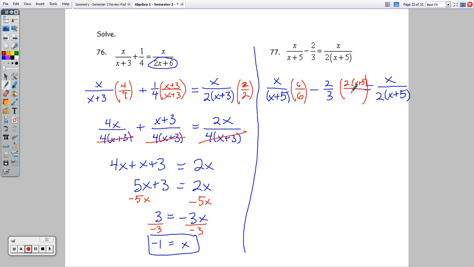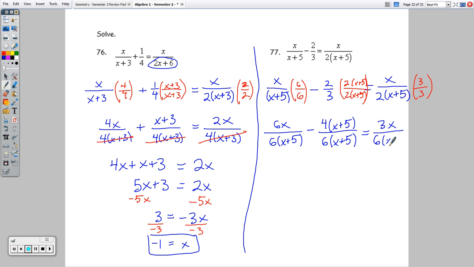So 2 times x plus 5 there, and then this one would be missing a 3. So if we do that, we're going to have 6x over 6 times x plus 5 minus, and this would be 2 times 2, that'd be minus 4, and x plus 5 there. You'd have 3 times 2, that'd be 6 times x plus 5. That would equal 3 times x, 3x, and then 2 times 3, 6 times x plus 5. Those denominators are now the same, so let's get rid of those and then just simplify the tops.